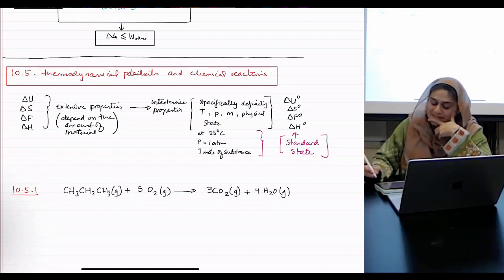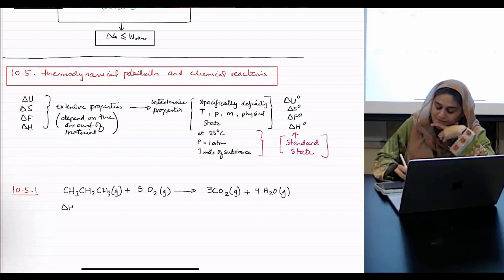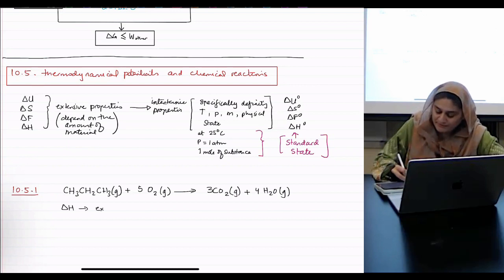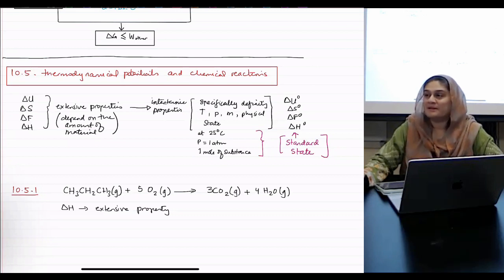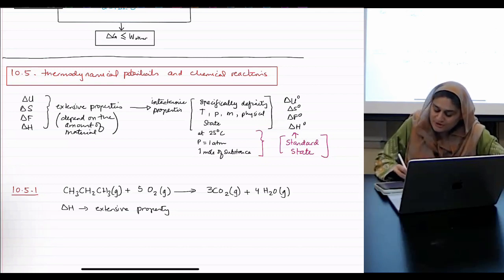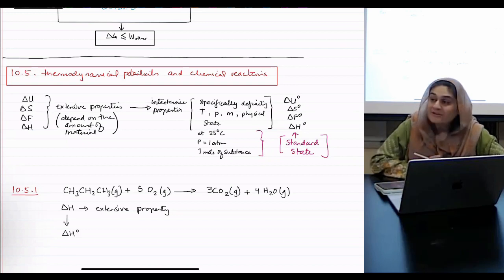Okay, so the delta H of this reaction is actually an extensive property. What does that mean? The larger the amount of propane you have, the larger your delta H is going to be. So how do we make it into an intensive property? We use delta H0.